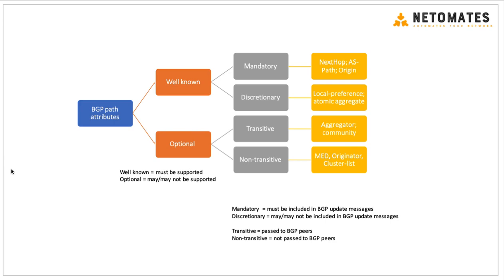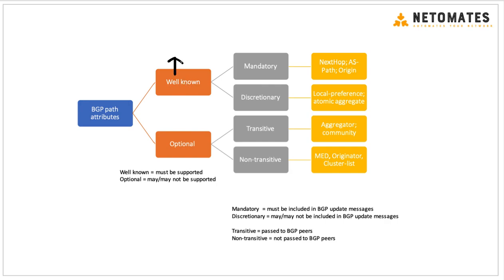Whenever a route is advertised by the BGP process, it can attach some attributes so that the route received by the BGP peer will use those values to make the routing decision to see which route it needs to prefer. So the path attributes can be divided into two main categories. One is well-known and another one is optional.